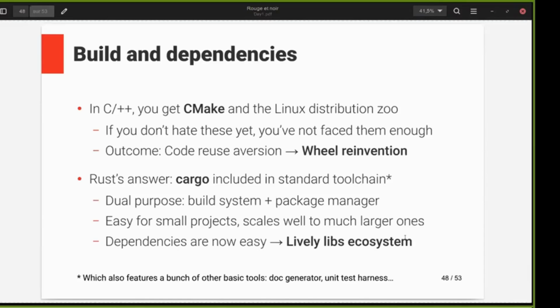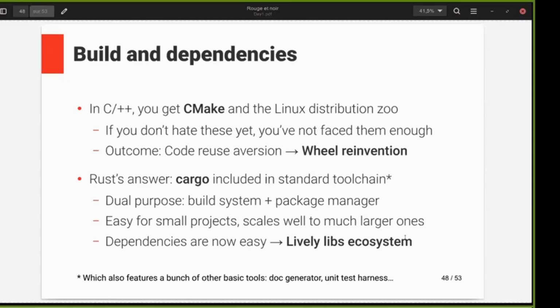The way Rust tried to address this is by including a tool called Cargo in its standard toolchain. This tool has two purposes. It serves as a build system. It can orchestrate your build, all the steps needed to produce a binary. But it also serves as a package manager that can be used to fetch dependencies. The thing that's nice about Cargo is that if you're starting out doing a Hello World small project, it's very easy to use. Yet it can scale to much larger projects, like a full web browser, for example. This is what Mozilla tried to build with Servo.